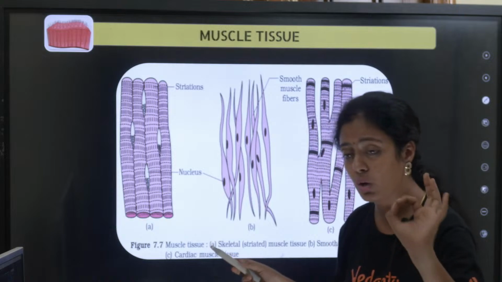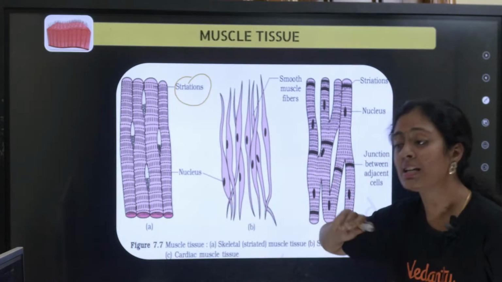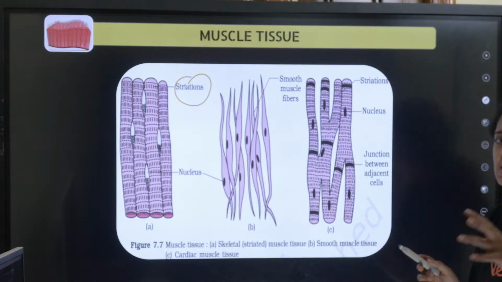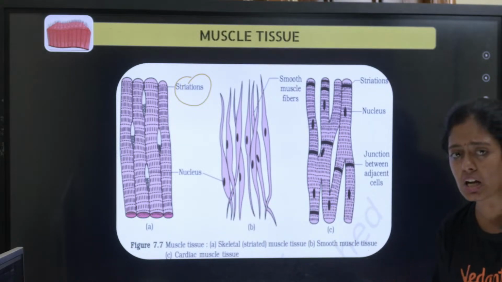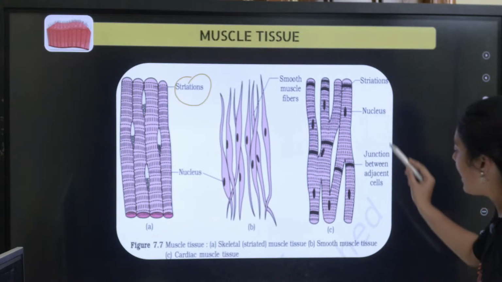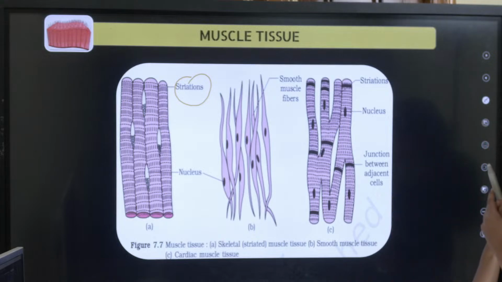Pictures like this can be given in your exam. Look here at the striations. This is your skeletal muscle, which we call striated muscle. And this is your smooth muscle, which is also called unstriated muscle or visceral muscle. Okay, then I have my cardiac muscle, which has so much branching in between them.